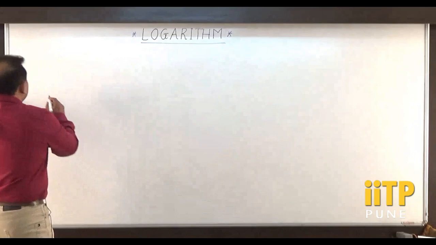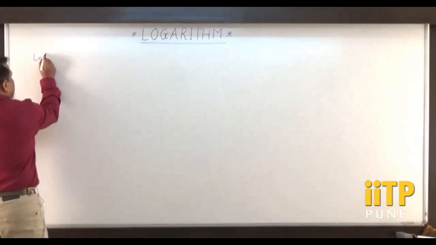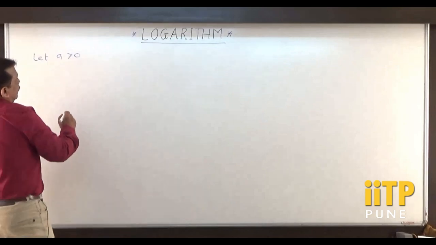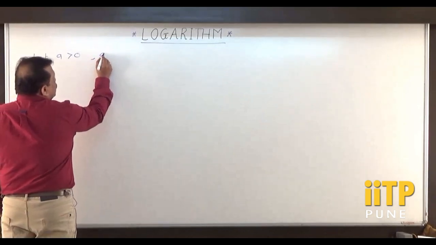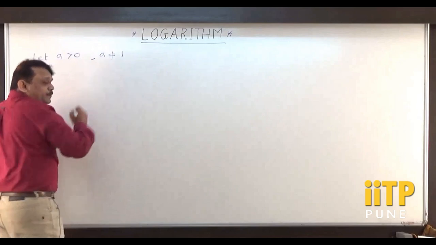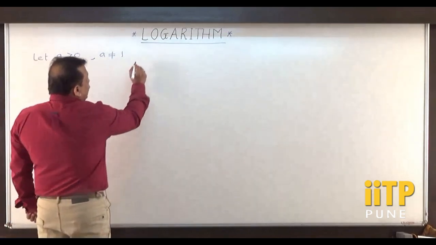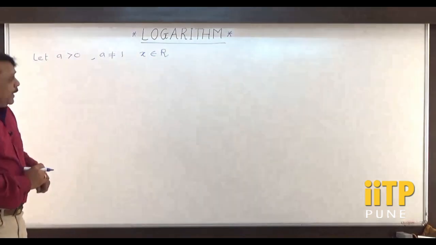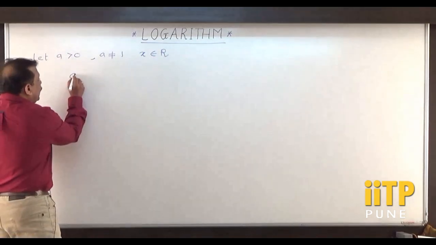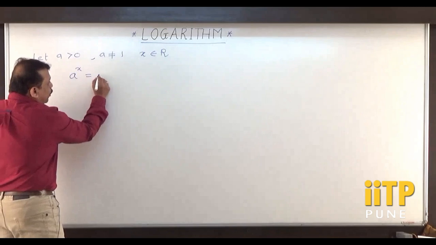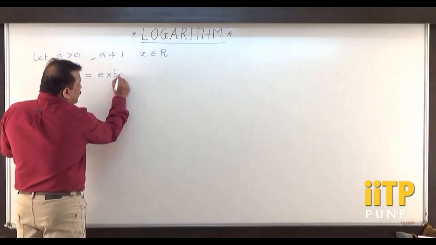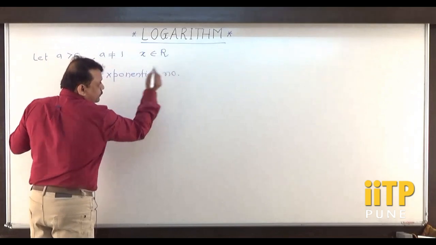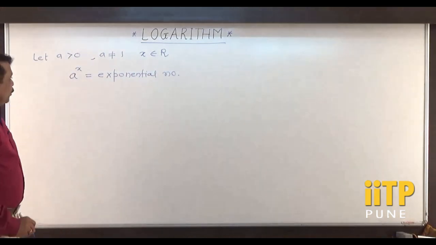Let a be a positive real number, a is not equal to 1, and x be any real number. Then the number of the form a raised to x is called an exponential number. It is called what? Exponential number.